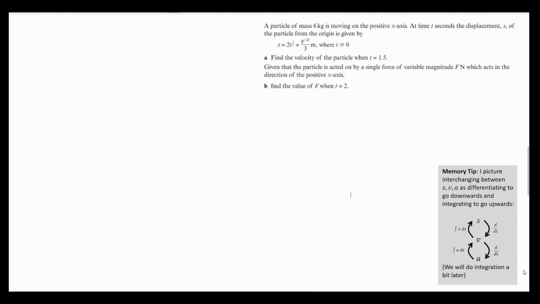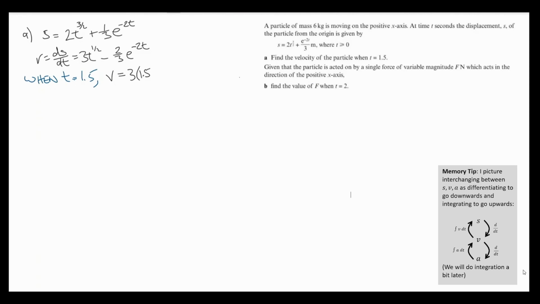Okay, this should seem familiar. We're finding the velocity when we have the displacement. We know velocity is the rate of change of displacement, so I should be differentiating s, and that should give me the velocity. So we get 3t to the power of half minus 2/3 e to the negative t. Well, we want to find that velocity when t equals 1.5. So we'll substitute 1.5 into that function. So at this point, we should be able to type this all into our calculator, and we should get the answer 3.64 meters per second.